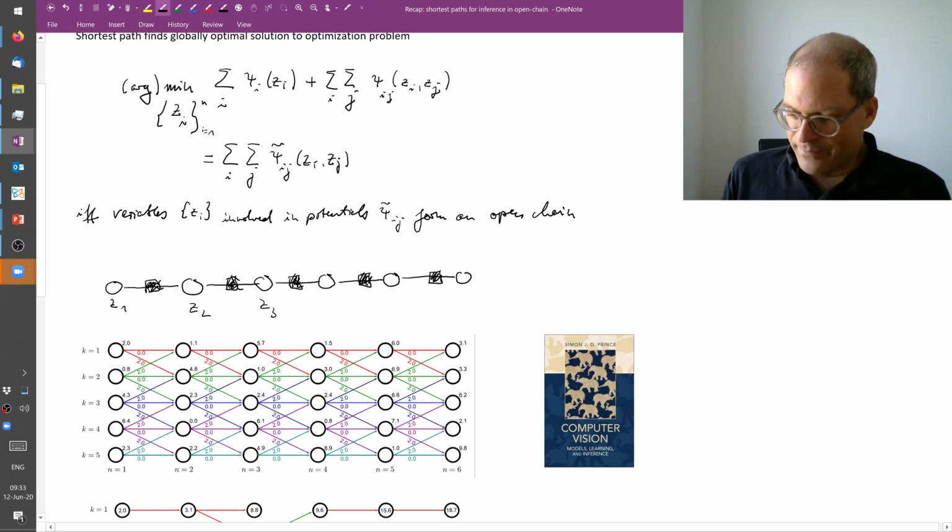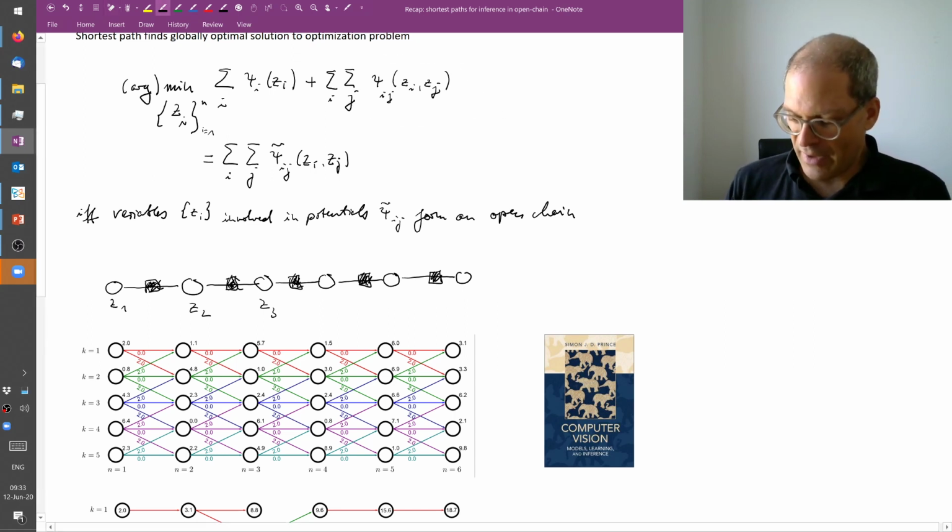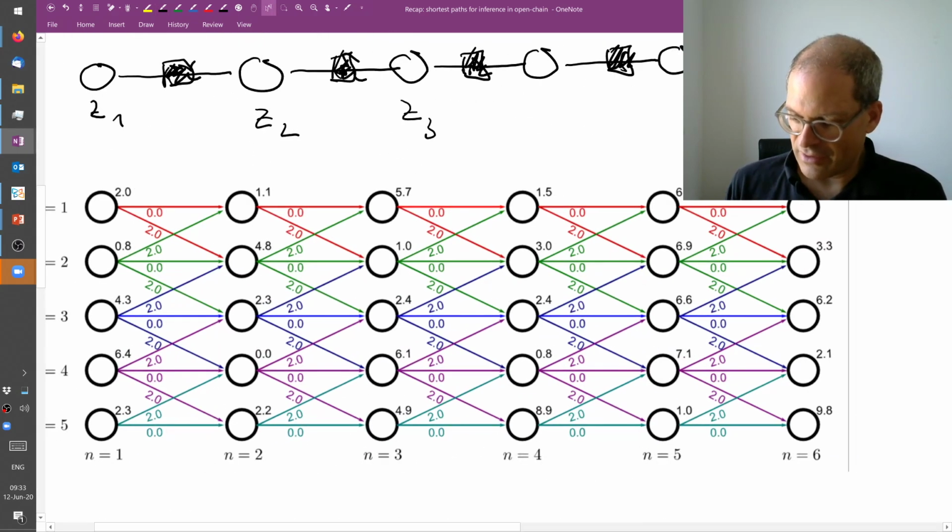Well, and secondly, we have here a pairwise potential or a pairwise cost. And well, let's look at those pairwise costs. Here they're written in besides these arrows. And we see a pattern here.